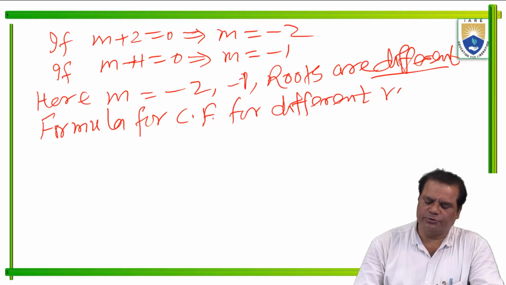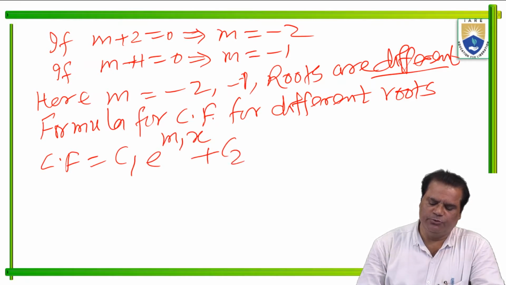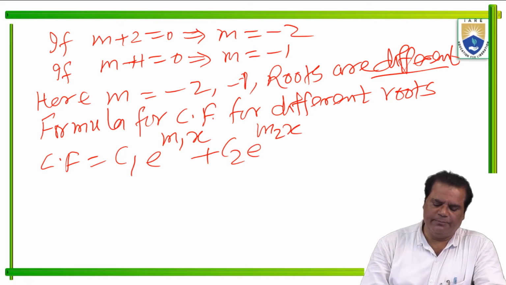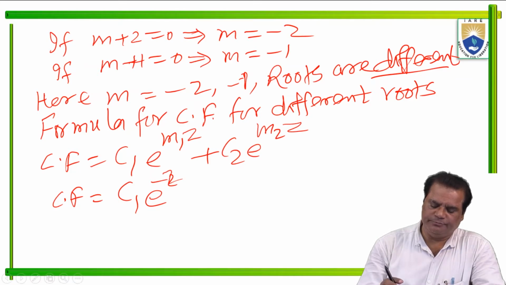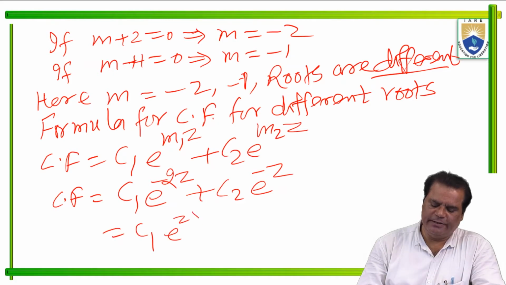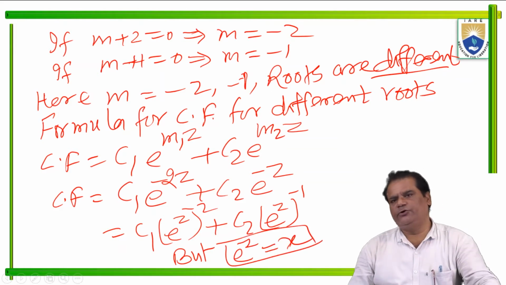For different roots, CF is equal to C1 e to the power m1 x plus C2 e to the power m2 x. Putting the values of m1 and m2, CF is equal to C1 e to the power minus 2z plus C2 e to the power minus z. So I am writing here C1 (e to the power z) whole to the power minus 2 plus C2 (e to the power z) whole to the power minus 1. Here e to the power z is x; we have taken x equal to e to the power z.